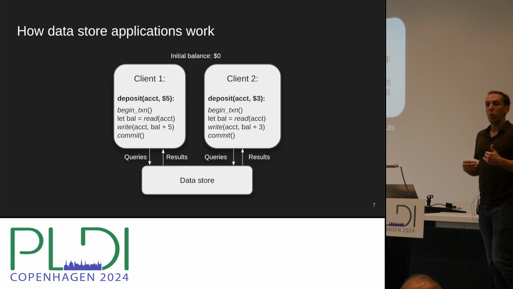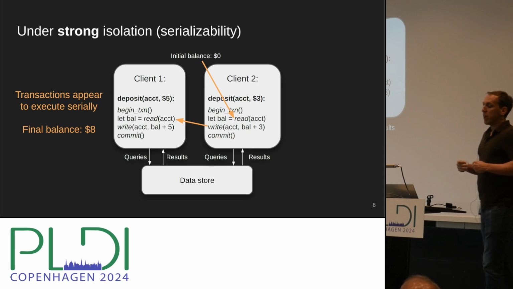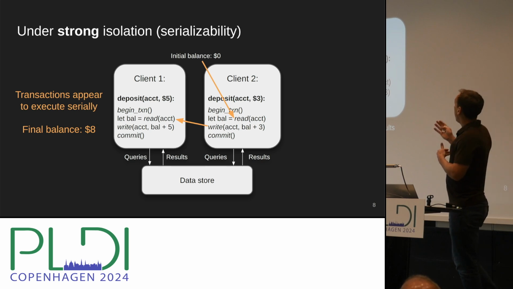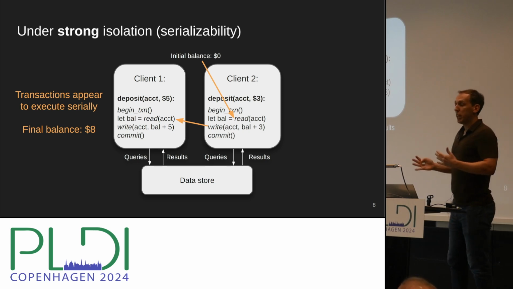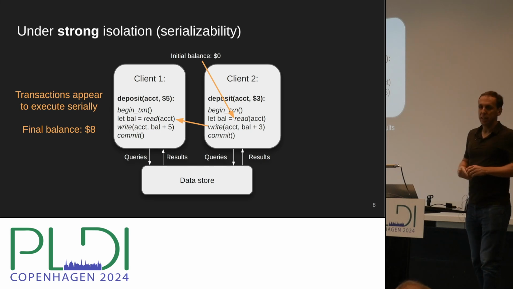An ideal world would be one in which data stores provide strong isolation, or serializability, in which it's guaranteed that the execution will at least have the appearance of serial execution, in which transactions execute one after the other in isolation without interrupting each other. One example of that would be where client 2's read reads from the initial state, and then client 1 reads from the write by client 2. This is serial execution. The outcome here is going to be one where the final balance is $8.